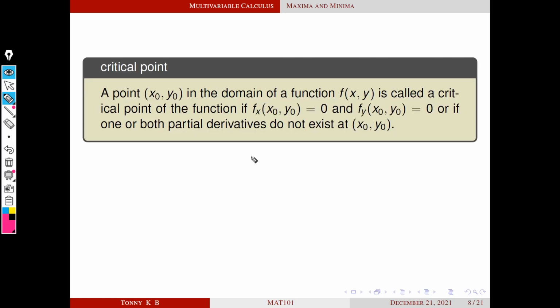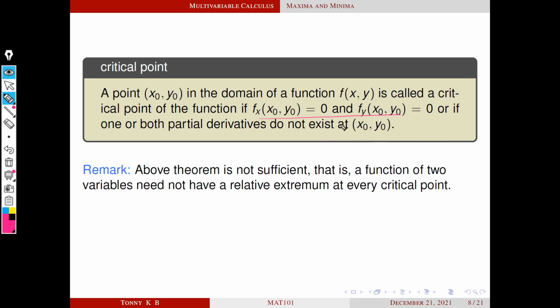Okay, we know what is a critical point in one variable calculus. Similarly, we can define the critical point in two variable function. A point (x0, y0) in the domain of a function f(x,y) is called a critical point of the function if fx, first order partial derivative with respect to x at (x0, y0), equal to 0 and fy, first order partial derivative with respect to y at (x0, y0), is equal to 0, or if one or both partial derivatives do not exist at this point. So either both the partial derivatives exist or at least one partial derivative does not exist. That is called a critical point.